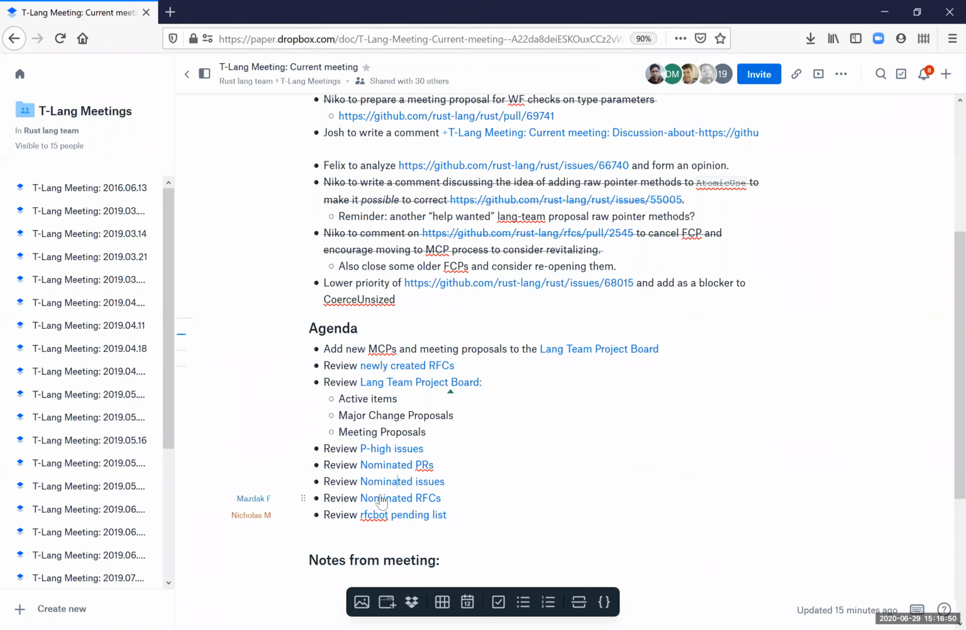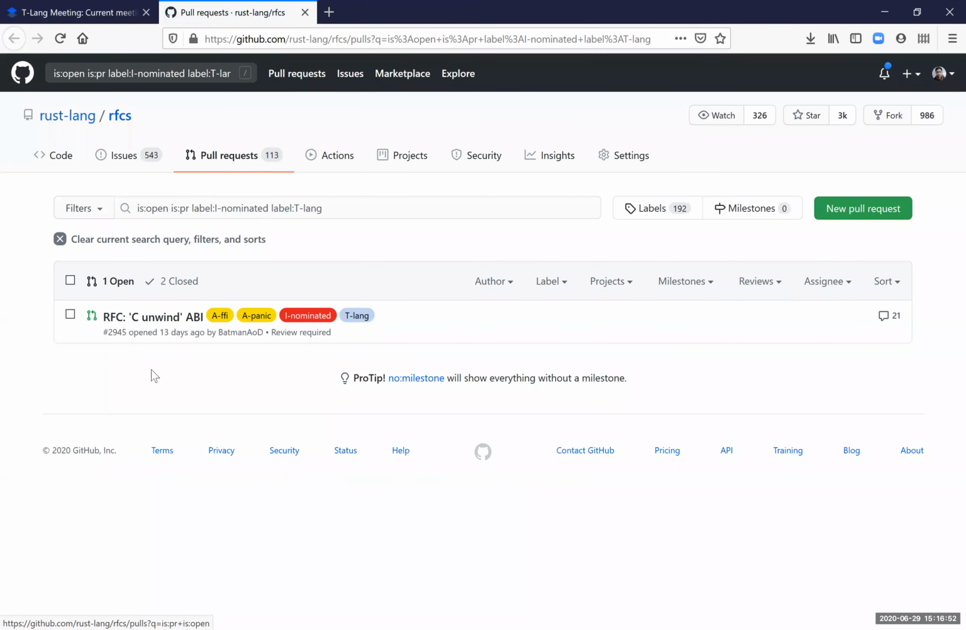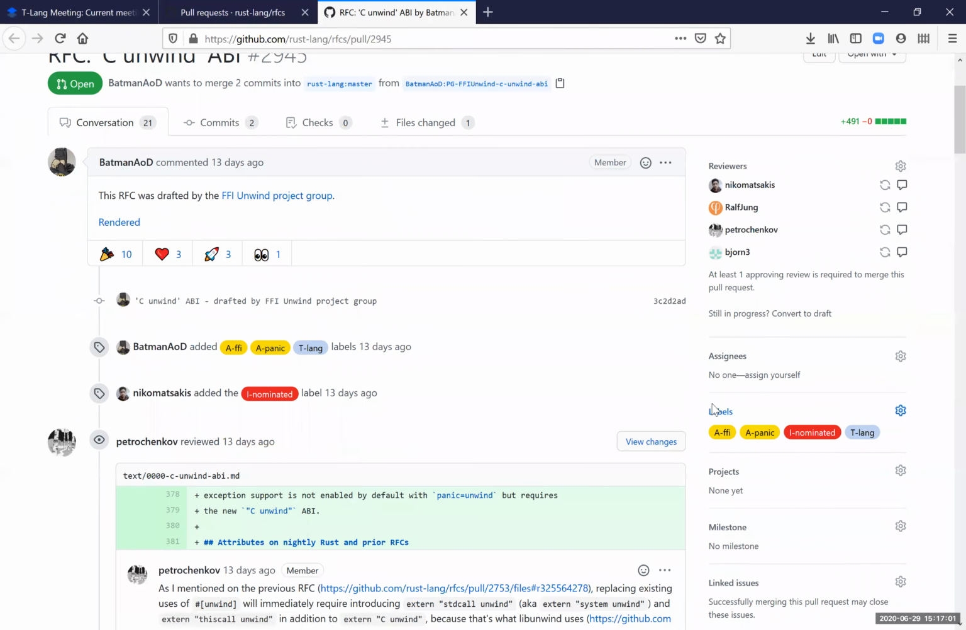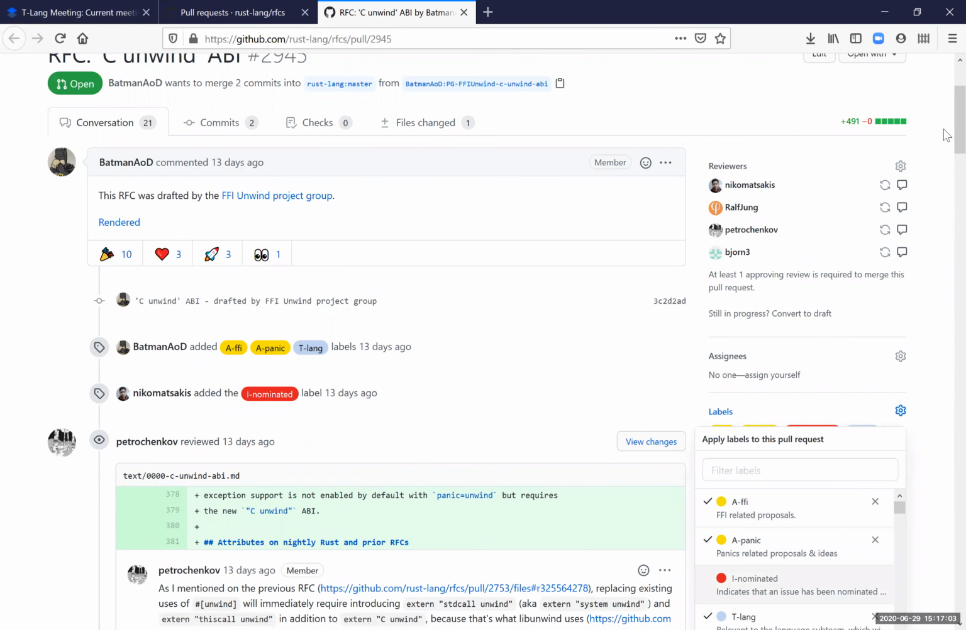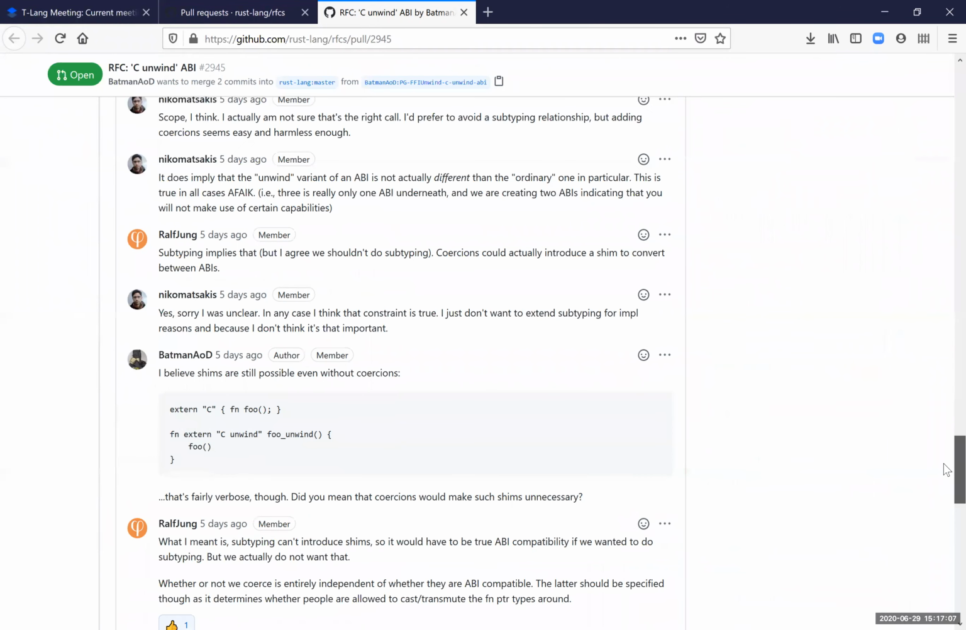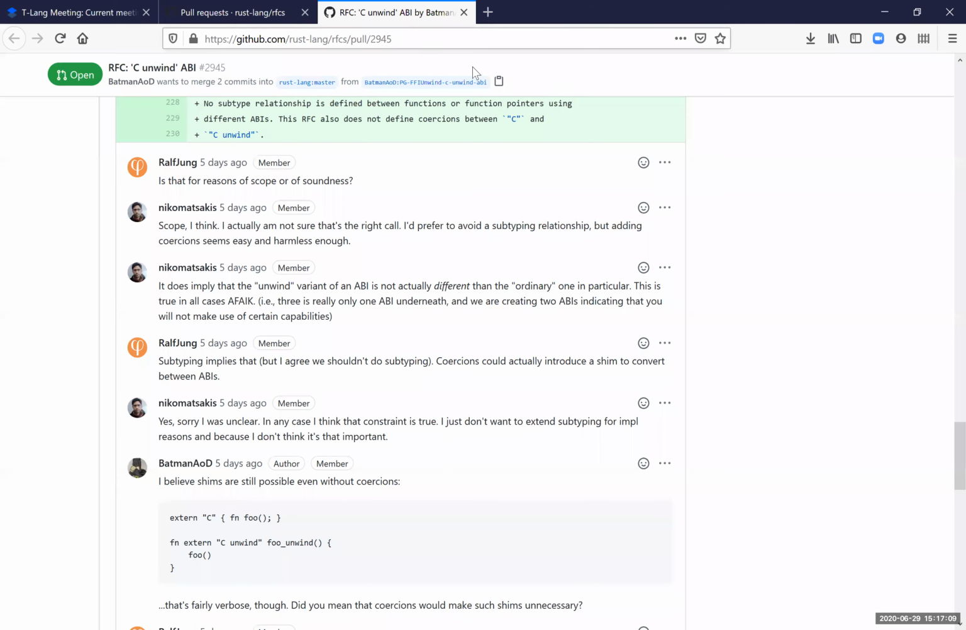Oh man, this is awesome. We've got not a lot of stuff today. Okay, so this C unwind ABI was nominated. I think I nominated this a long time ago. Yeah, just to bring it up. I don't think there's any new material. I think part of the important question is what is the next step here, and is there anything blocking us from moving forward on it?